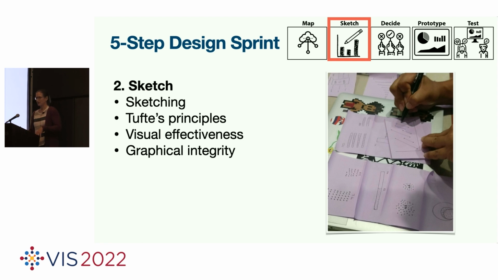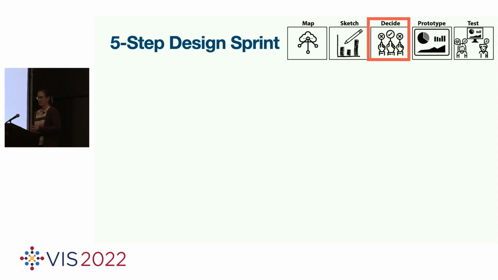So after sketching comes the third step, that's the decide step. Here, teams work together again to reach a consensus on the best solution or the best sketches that have been created. That means they look at all the sketches, cluster them, discuss them, and vote on the best sketches that they want to implement.